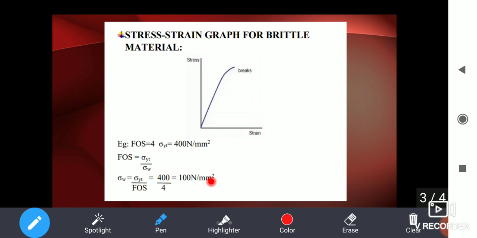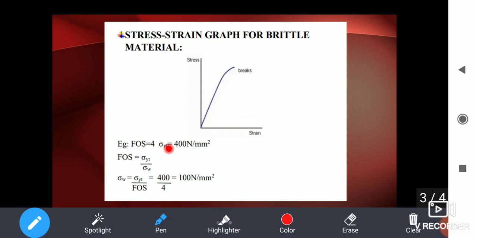Why are we doing this? We are going to avoid the material reaching its ultimate stress, because if it reaches it, the material will break. That is, we are not allowing the material to reach 400 Newton per millimeter square, whereas we will be using a working stress of only 100 Newton per millimeter square with the help of factor of safety. So the significance of the factor of safety is that the stress is reduced and hence the material will not fail. This is the ultimate aim of using factor of safety.